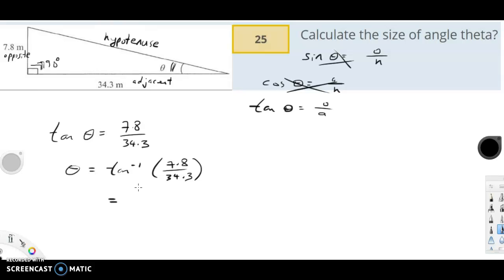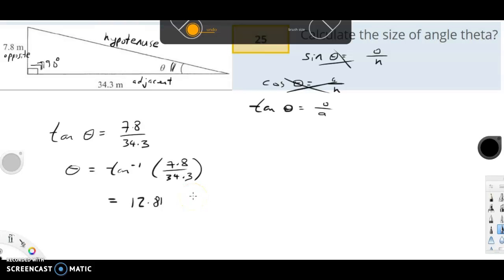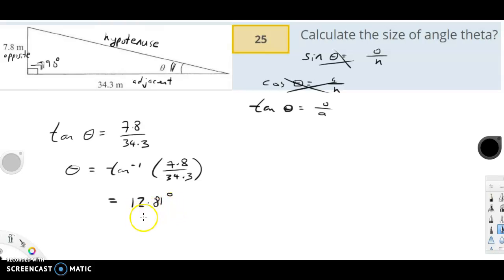So go for your tan inverse function, using the shift key probably to call it up, and then use your fraction key and put in 7.8 on top and 34.3 below. Close your bracket, press equals, and I got 12.811. So to two decimal places, 12.81, and we're dealing in degrees because it's an angle. And that's it. Job done.